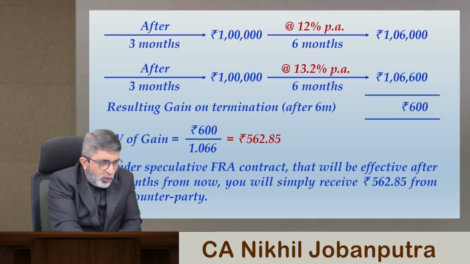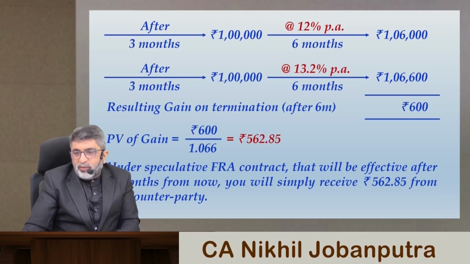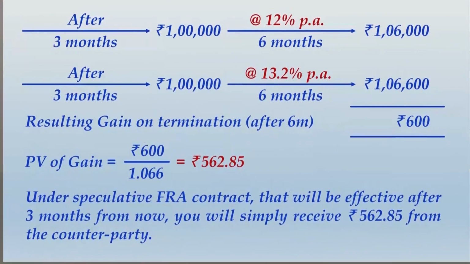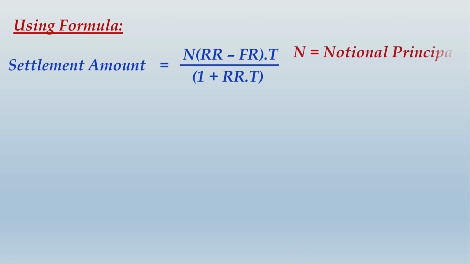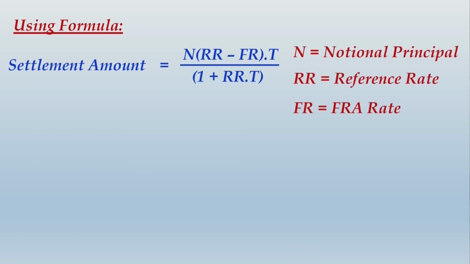Now how would you present that using a shorter approach? We can call it as a formula. Settlement amount. Please take note of this formula over here, where we are saying RR is the reference rate, FR is the FRA rate, N is the notional principal, T is the time involved, and 1 plus reference rate, which is time adjusted. We just make the computation.